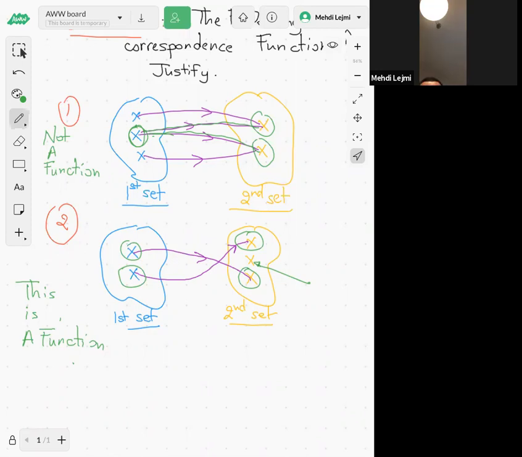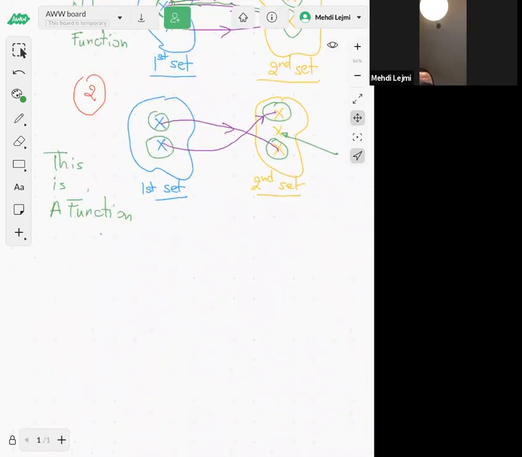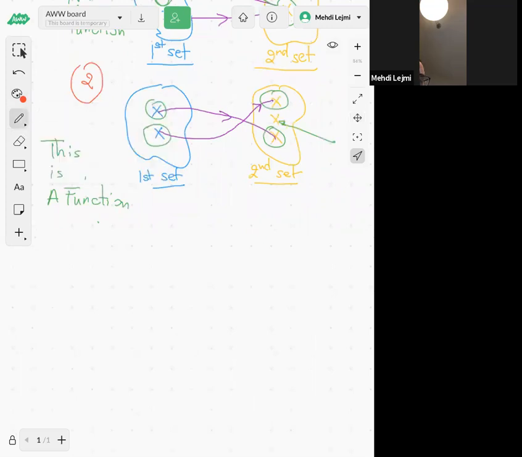All right, so now next we're going to try to describe functions, and there are actually many ways to describe functions. But we're going to focus on two important ways to describe functions. So the question is, how do we describe functions?